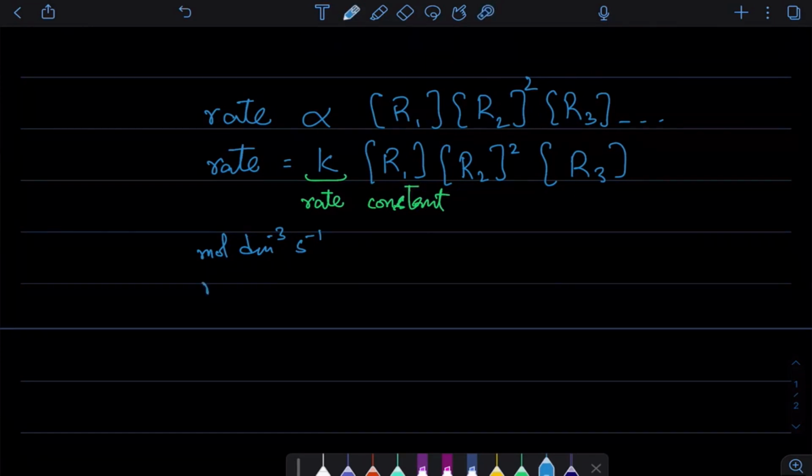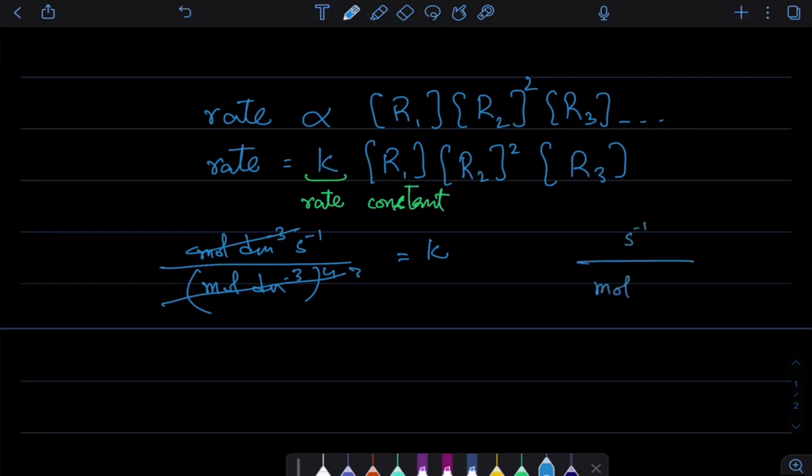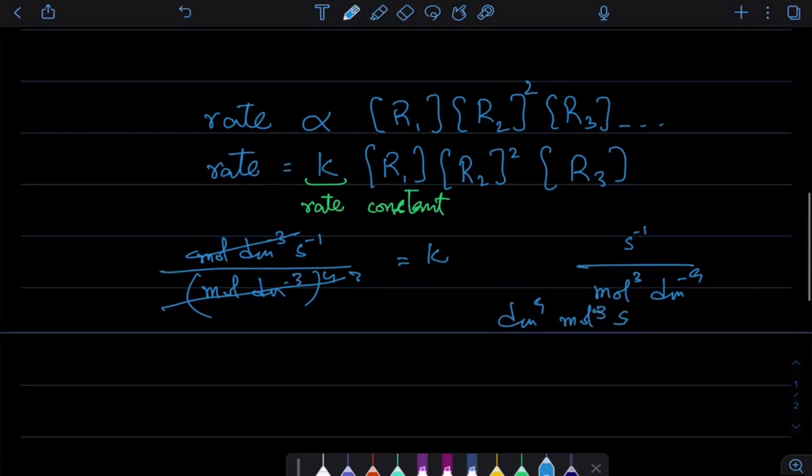So we tend to get this over mole dm-3 power 4 because it's fourth order. So our unit of k will be, this cancels out with this, so it will be per second over mole power 3 dm-9, and obviously you'll do some algebra and you'll get the final answer. So dm-9 mole 3 second, it doesn't make that much of a difference, but you can clearly see that at least the unit is there.